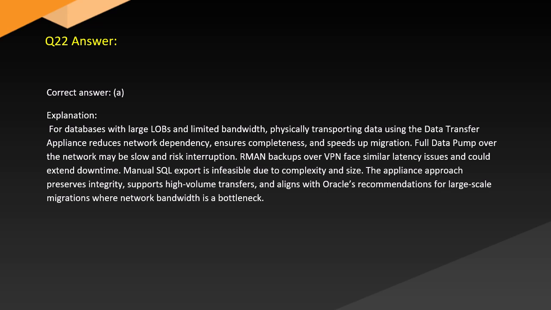Answer. Correct answer, A. Explanation. For databases with large LOBs and limited bandwidth, physically transporting data using the data transfer appliance reduces network dependency, ensures completeness, and speeds up migration. Full Data Pump over the network may be slow and risk interruption. RMAN backups over VPN face similar latency issues and could extend downtime. Manual SQL export is infeasible due to complexity and size.